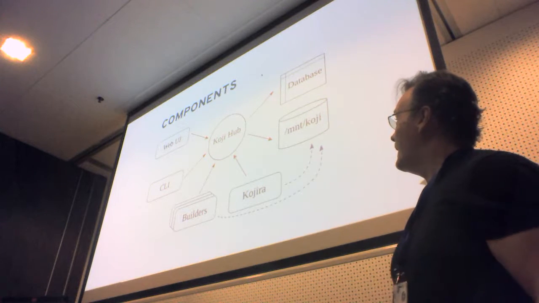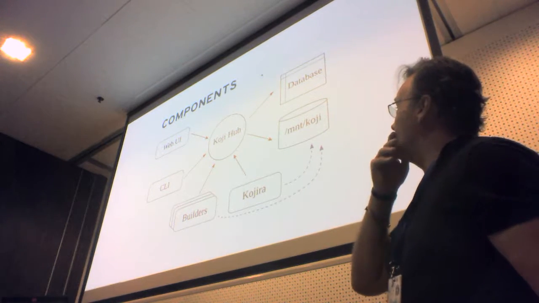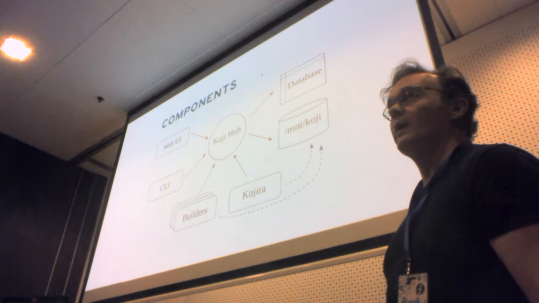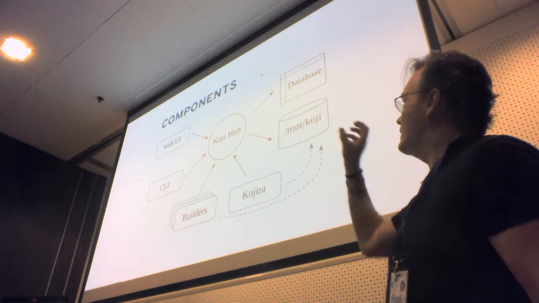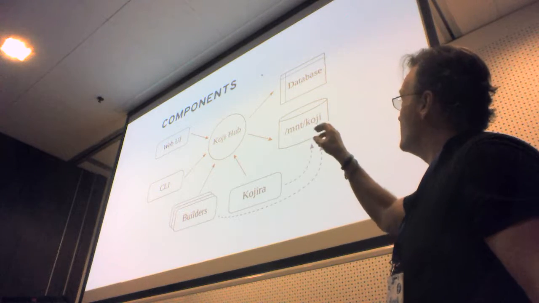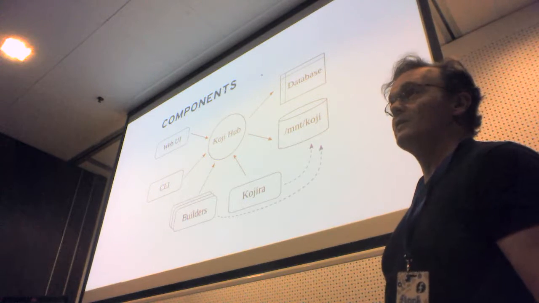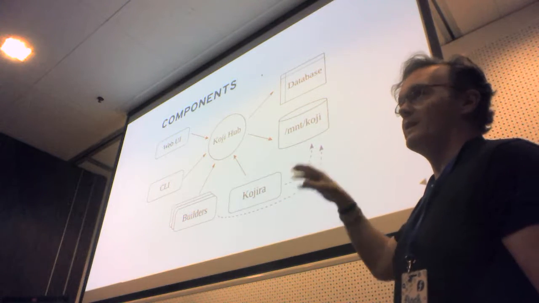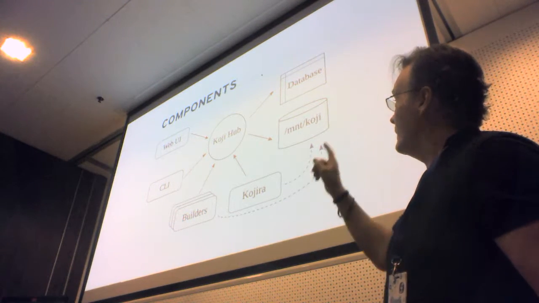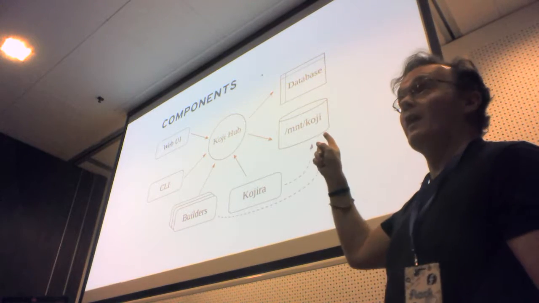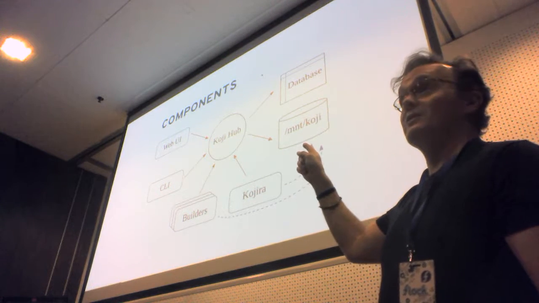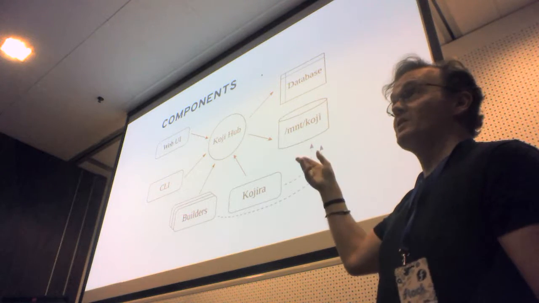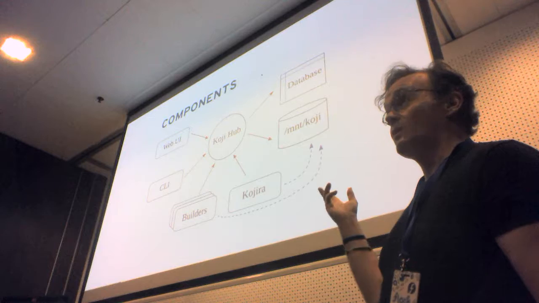But, you know, the key take home here with Koji is that pretty much everything happens in the hub. The hub is the thing in the middle that, for the most part, governs access to all the data. You don't talk to the database, you don't talk to the file system for the most part. You talk to the hub, and it does those things for you. And all the pieces of Koji do that. The web UI is just an application that uses the hub to do things. The command line interface, it just talks to the hub. The builders, they just talk to the hub.